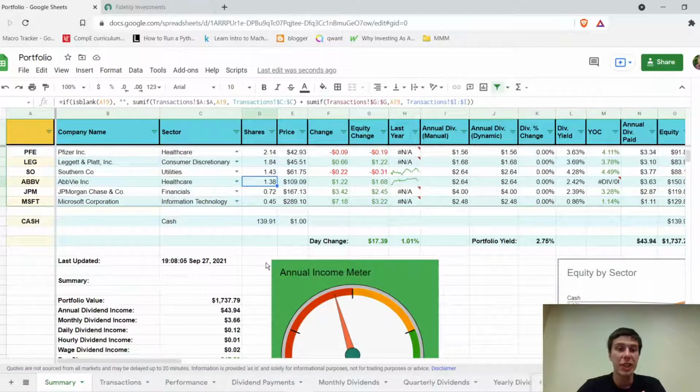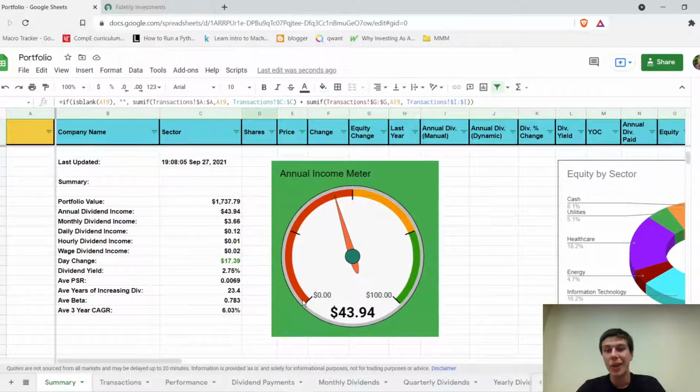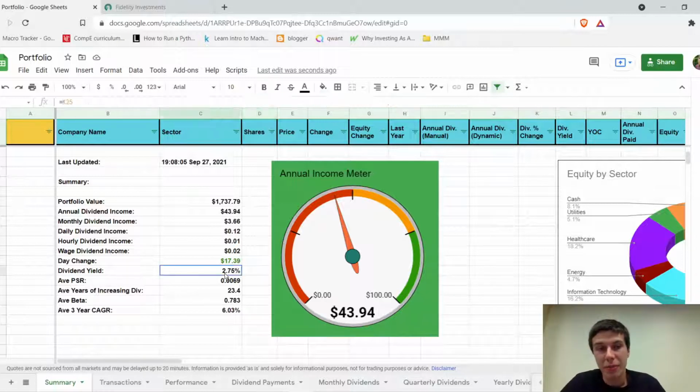So now we can look at these summary statistics. Right now our dividend income is $43.94 projected. And that's up pretty significantly, I think, from $39 at the beginning of the month. A lot of that's obviously from AbbVie. They have a pretty nice yield there. So our dividend yield right now is at 2.75%.